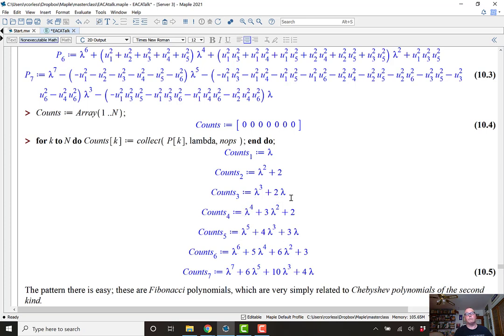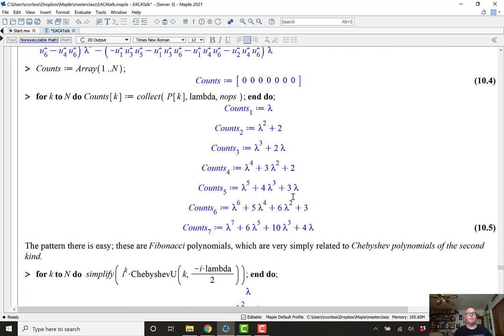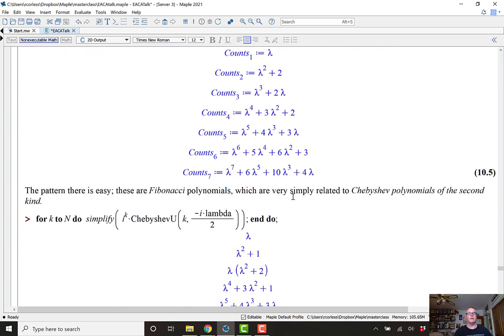These are known polynomials. These are Fibonacci polynomials, which are very simply related to Chebyshev polynomials of the second kind.